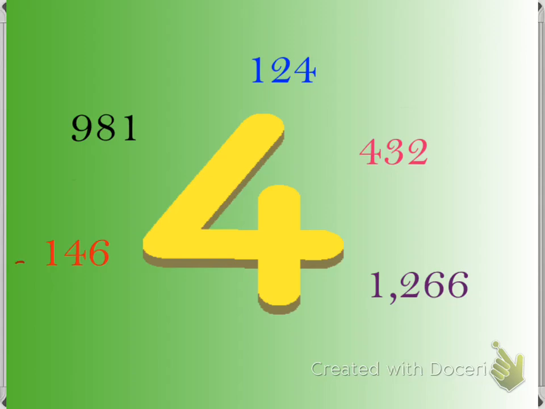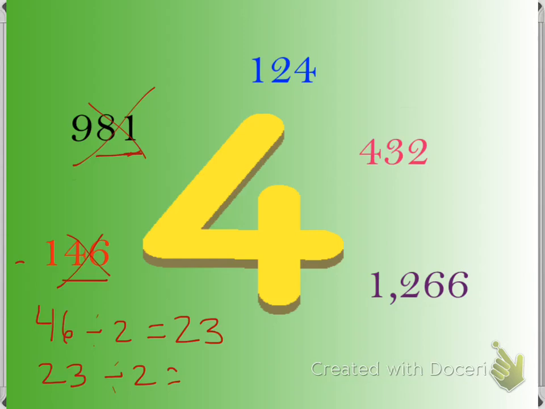So let's check 146. I look at 46, not sure if 4 goes into that, so let's try dividing it by 2 twice. 46 divided by 2 equals 23, and I can't do 23 divided by 2 evenly, so that is not divisible by 4. 981, it ends in an odd number, so I know for sure, not going to work. 124 ends with 24. I know that 24 can be divisible by 4, so can that number. 32 divided by 4 is 8, so that works.